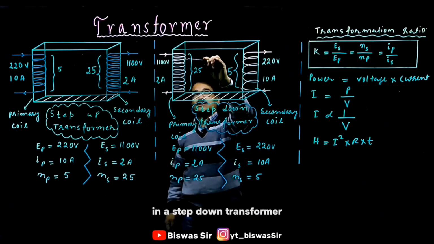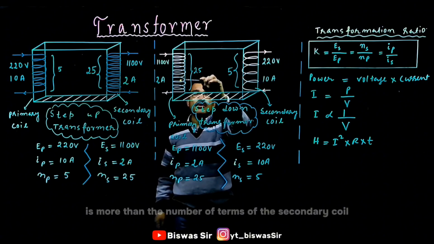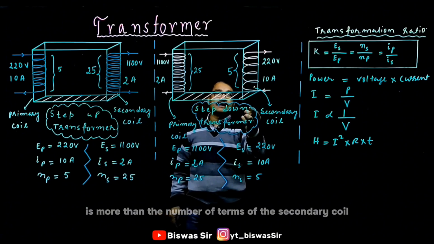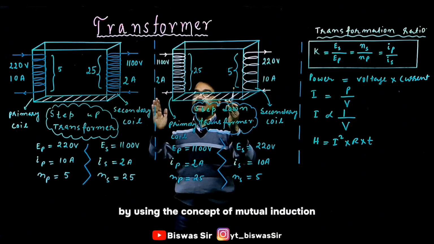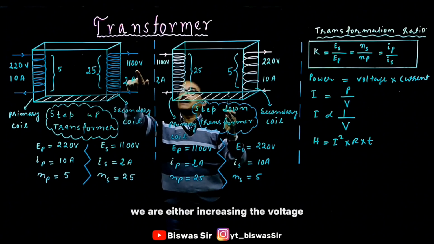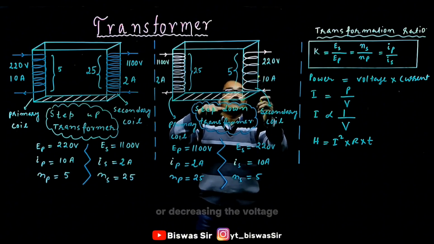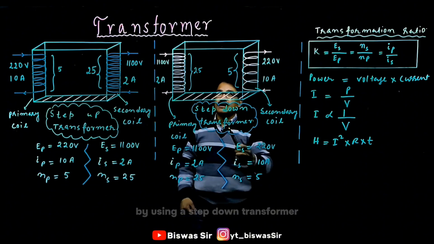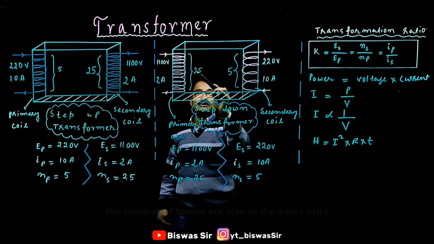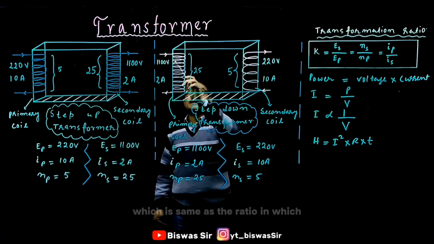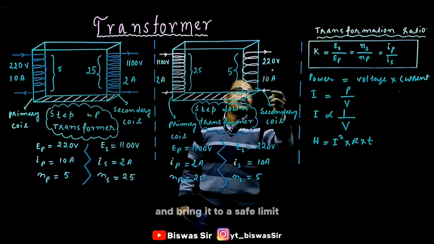And what is the difference we use in a step down transformer? In a step down transformer, the number of turns of the primary coil is more than the number of turns of the secondary coil. So basically, by using the concept of mutual induction, we are either increasing the voltage by using a step up transformer or decreasing the voltage by using a step down transformer. And in this case you can see the number of turns are also in the same ratio, that is 5:1, which is the same as the ratio in which I want to reduce the voltage and bring it to a safe limit.